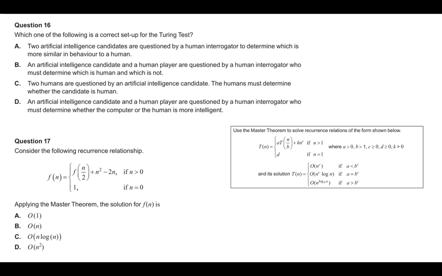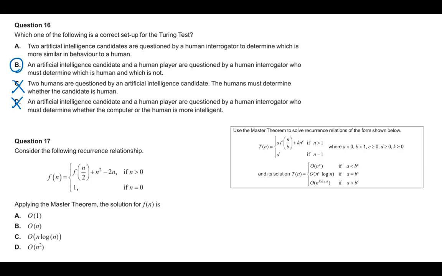Question 16, they're all fairly similar, so I would scan through these first. Having just read D, artificial intelligence candidate question, and so on: whether the computer or the human is more intelligent? No. The idea is we're trying to see, can we distinguish the human from the computer? I was looking at C there: two humans are questioned by an artificial intelligence. No, we know we have a panel of judges who are questioning a human and a computer. So, looks like B, doesn't it? An artificial intelligence candidate and a human player are questioned by an interrogator who must determine which is human and which is not.